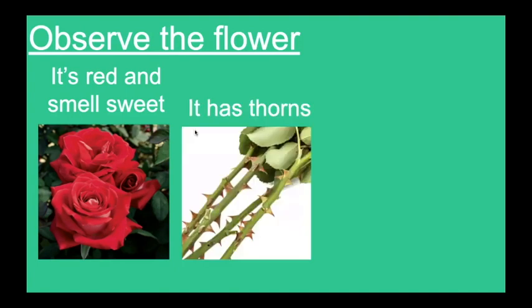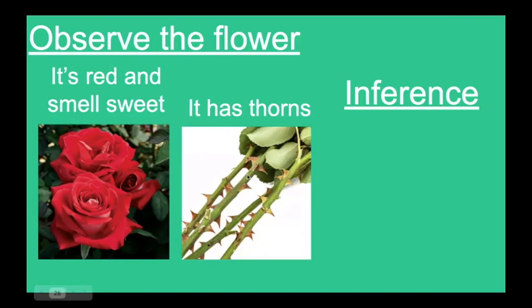Also, we found that it has thorns. Look at this picture. It has thorns. Repeat after me. It has thorns. So after our observation and analyzing, we can conclude or make inferences that this is a rose, right? This is a rose.